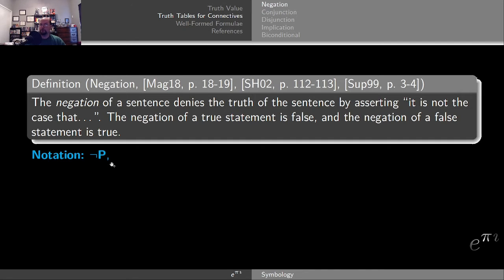However, this is not the only one. Some books use tilde P to write the negation. Other books use minus P for the negation. All three of these are accepted, though I have a bit of a preference for the first one, so it's the one I'm going to use from here forward.